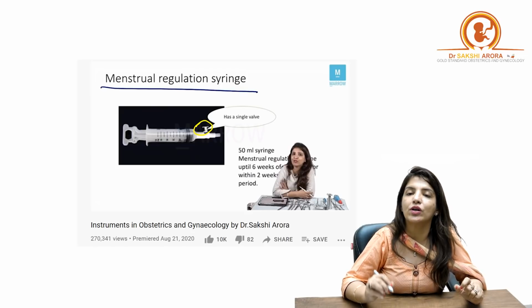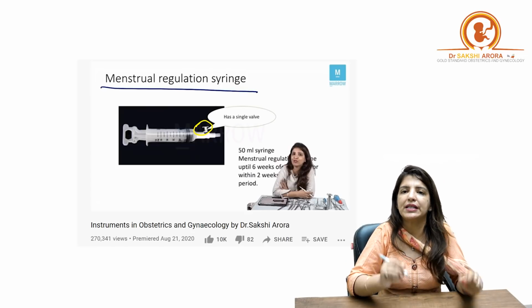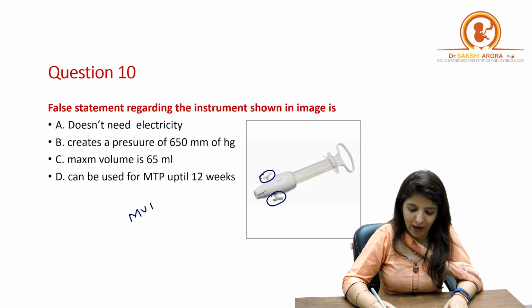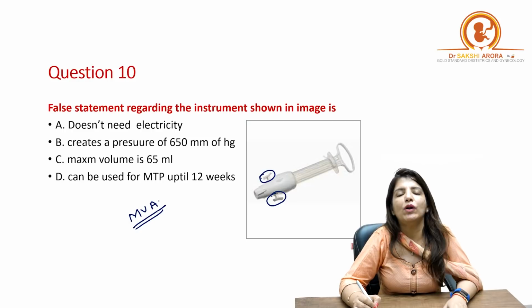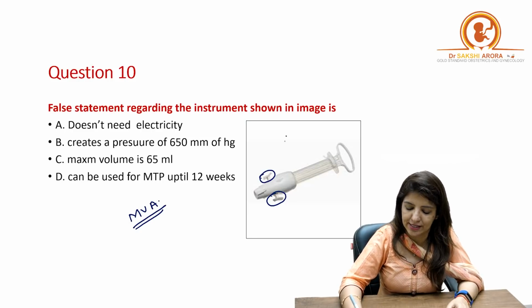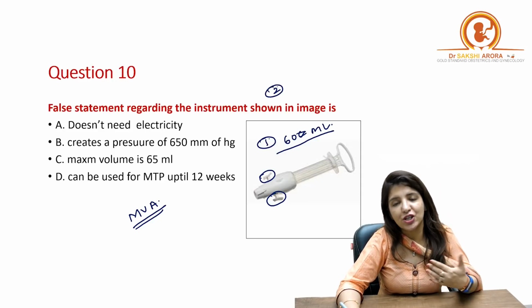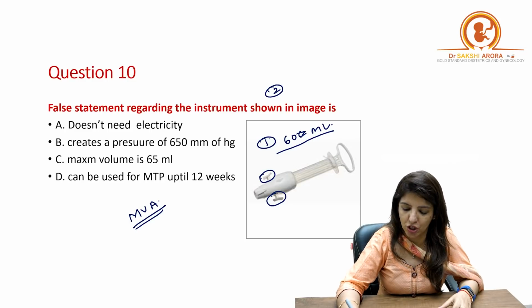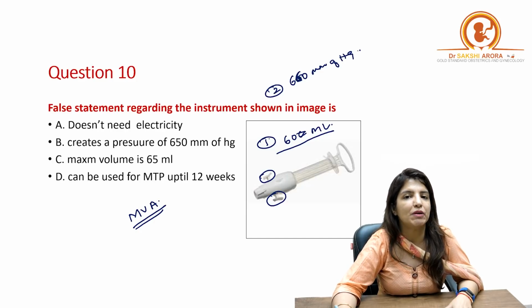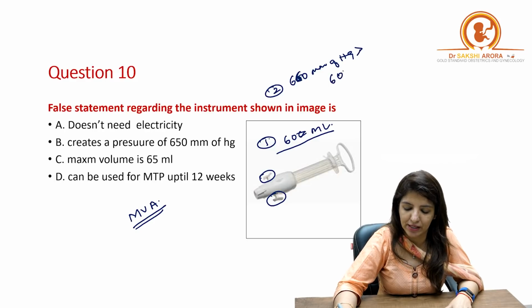So unless and until you correctly identify the instrument, you wouldn't have been able to answer this question. So this is a manual vacuum aspiration syringe. As I have already told you, the capacity of the syringe is 60 cc or 60 ml. Number two, the pressure generated by manual vacuum aspiration syringe is 660 millimeters of mercury. If 660 millimeters of mercury is not given, then the second best answer is 600 millimeters of mercury.